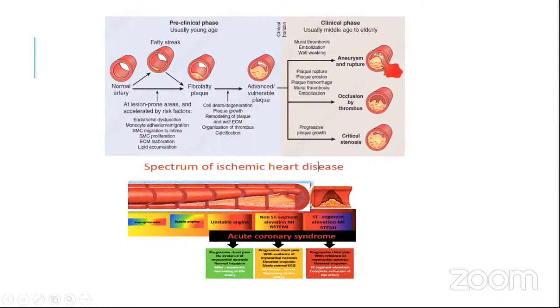In non-STEMI, there is moderate to severe narrowing of the coronary, characterized by progressive chest pain with evidence of myocardial necrosis, elevated troponin, and sometimes normal ECG. In case of STEMI, there is a progression of chest pain, usually characterized in the coronary by complete occlusion or complete obstruction of the coronary artery due to either plaque occlusion by thrombus or aneurysm or rupture of the plaque.